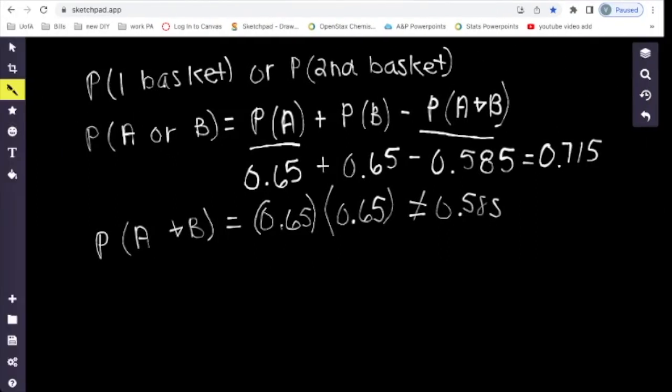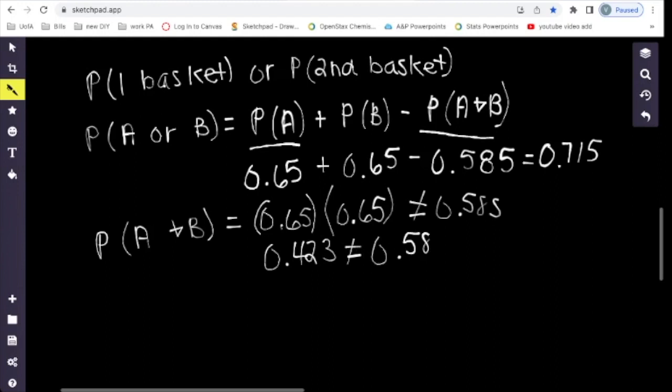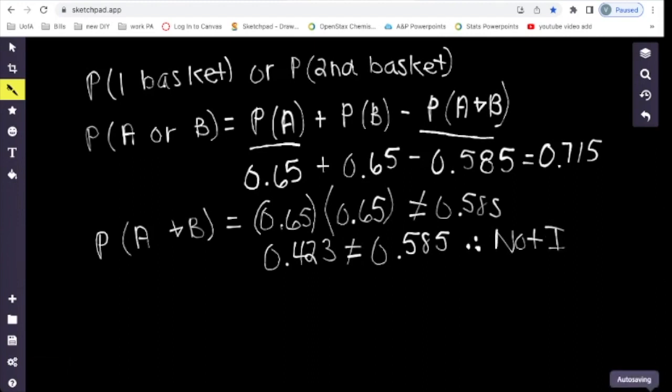Because if you did the math here, 0.65 times 0.65 is equal to 0.423, which is not equal to 0.585. And therefore, you'll see me use these three dots. These events are not independent. They depend on each other. If A happens, then B has a greater chance of happening.